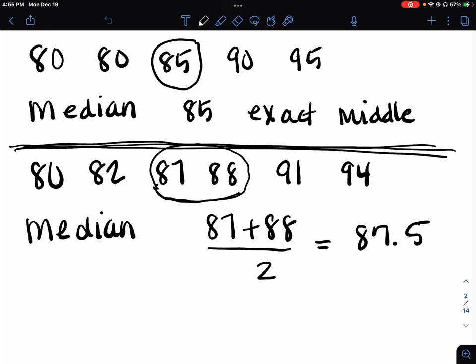So for this second example, where we have 6 numbers there, you average the 2 in the middle, which means add them and divide.